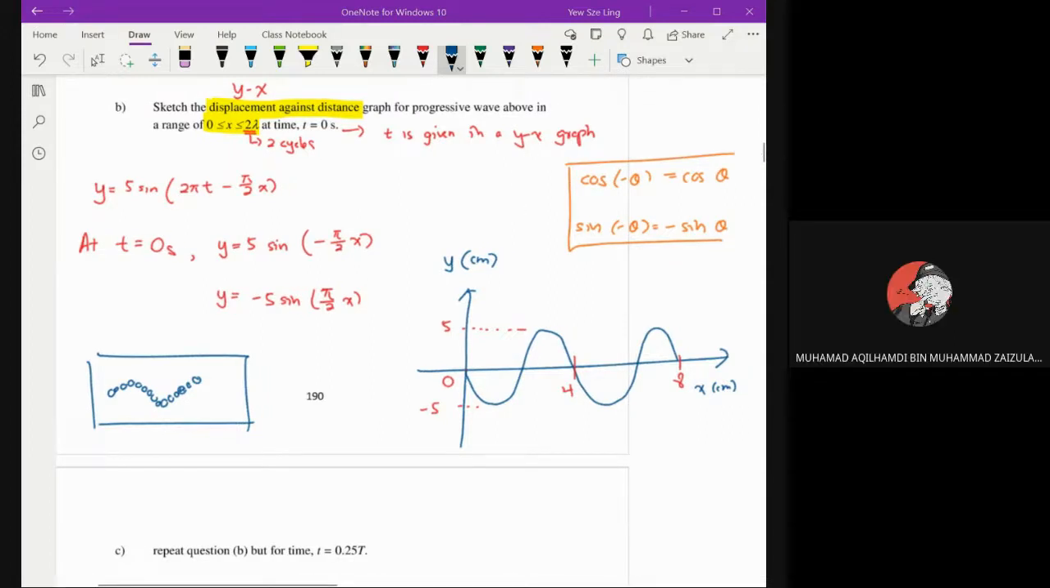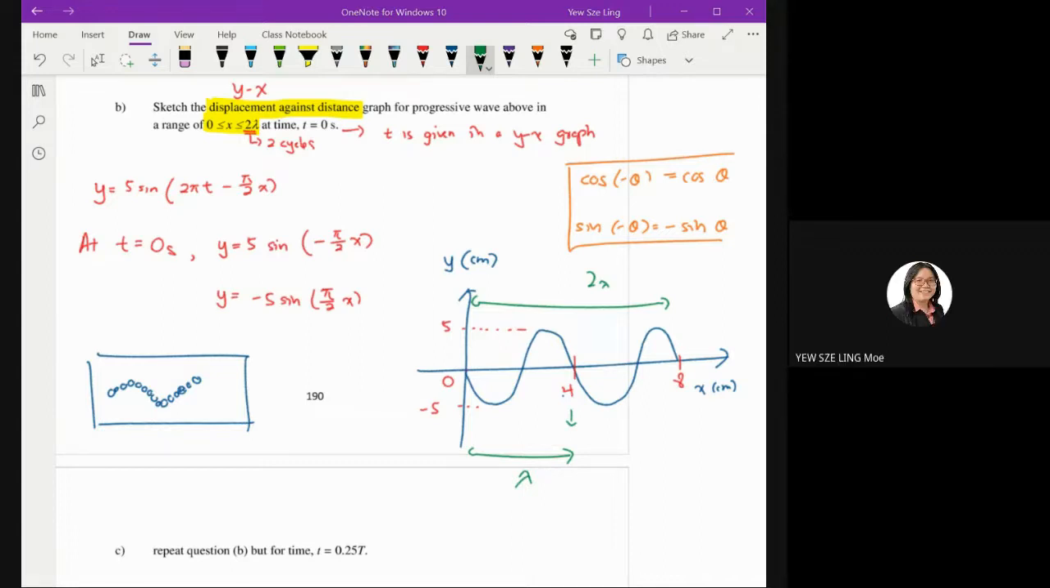Madam, yang 4 tu satu darab dengan apa tu lambda kan? Satu darab 4 kan? Ya. Dapat 4. Okay. Sebab 4 ini one cycle, dia berlaku pada 1 lambda. So this is 1 lambda. So untuk 8, this is actually 2 lambda. Okay.